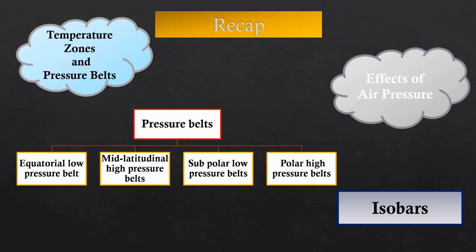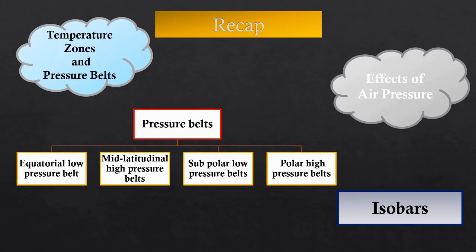Next we discussed mid-latitudinal high pressure belts. These belts extend from 25 degree to 35 degree north and 25 degree to 35 degree south of equator. The warm air which rises from the equator cools down, as a result of which temperature decreases. Due to low temperatures, the air becomes heavier. This leads to the formation of high pressure belts in both the hemispheres.